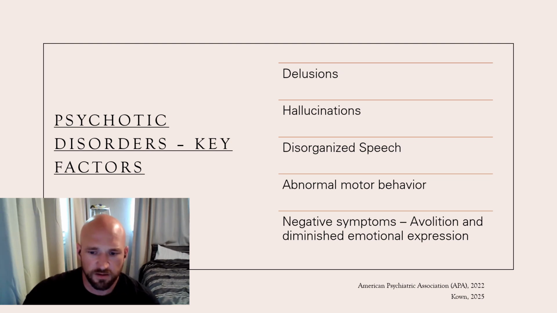And finally, the fifth key factor is negative symptoms. The DSM-5 describes that as diminished emotional expression and avolition. A lot of times you'll hear that they have a flat affect. You can't really read emotion in their face. They don't really seem to express emotion whenever you're talking to them. It's important to note that negative symptoms will have a big effect on the quality of life.